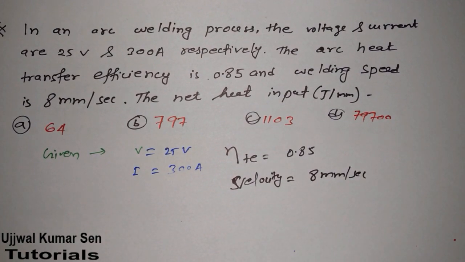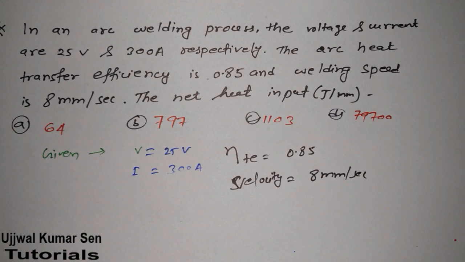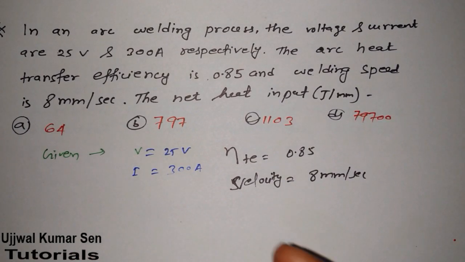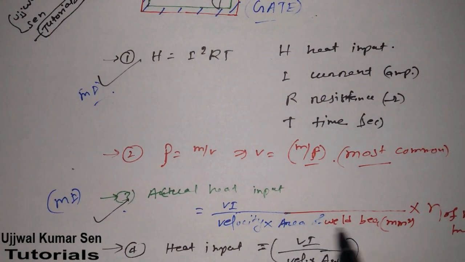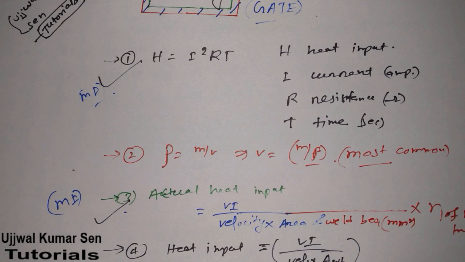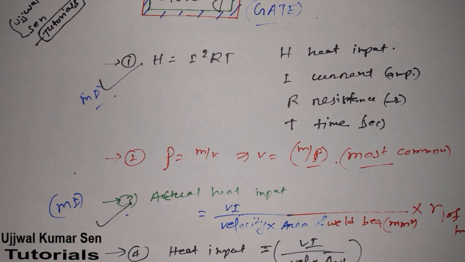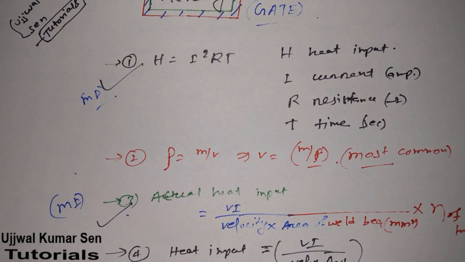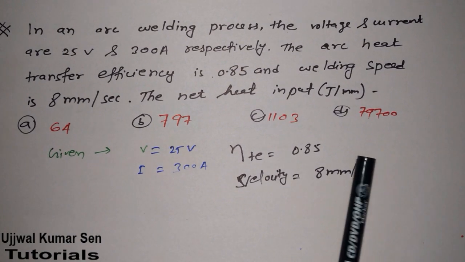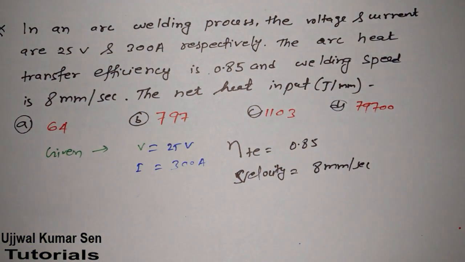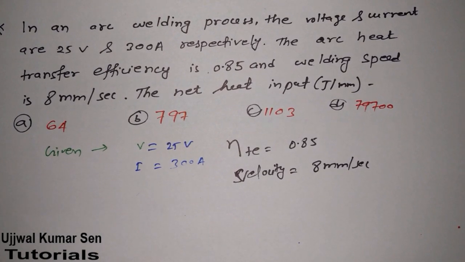Now what do I have to find out? The net heat input. How to find out the net heat input? We know the formula I have shared with you: actual heat input is this multiplied by the heat transfer efficiency. So we know the formula for solving the question, right? Now we just have to put the values into that formula.